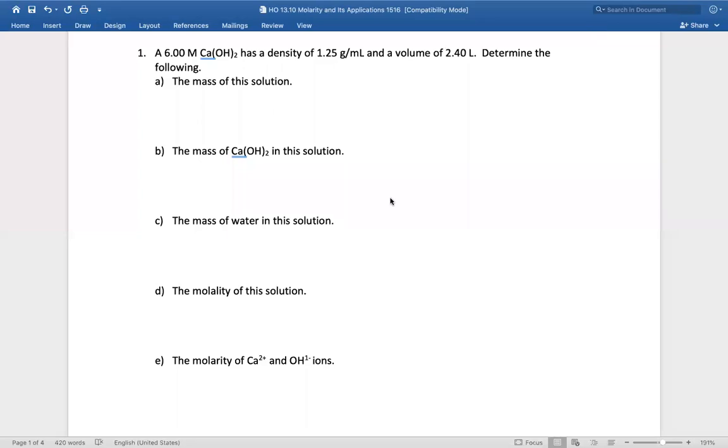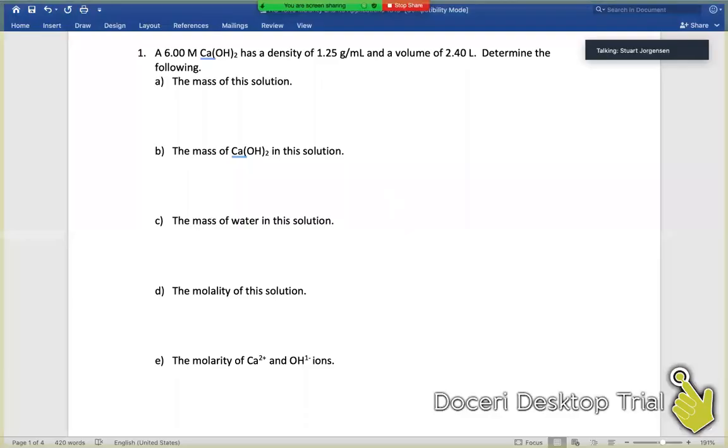Cool. So let's start by taking a look at what information we actually have available to us. We know we've got a 6 molar calcium hydroxide solution that has a density of 1.25 grams per milliliter and a volume of 2.40 liters. Determine the following pieces of information based upon the information provided. So the first question is asking for the total mass of the solution.